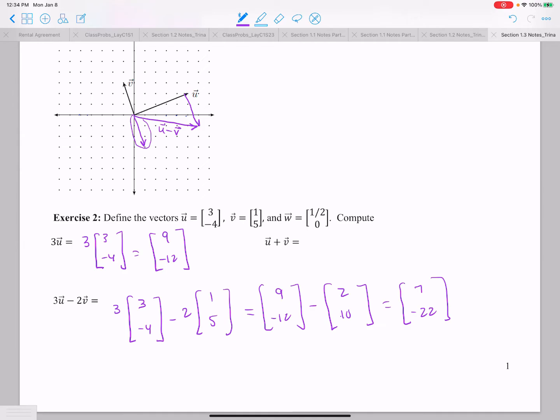And then u plus v, I skipped that one. They are both in R2, so I can add them. So I get 4, 1.